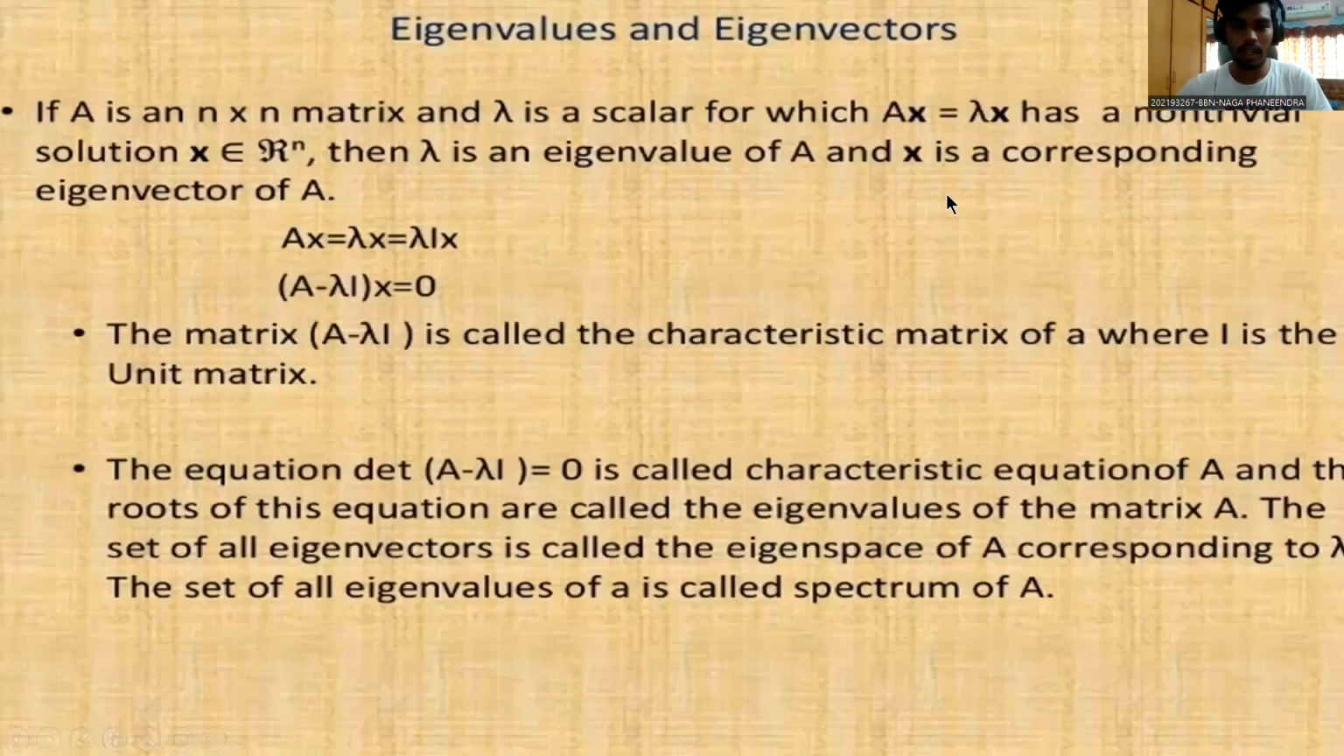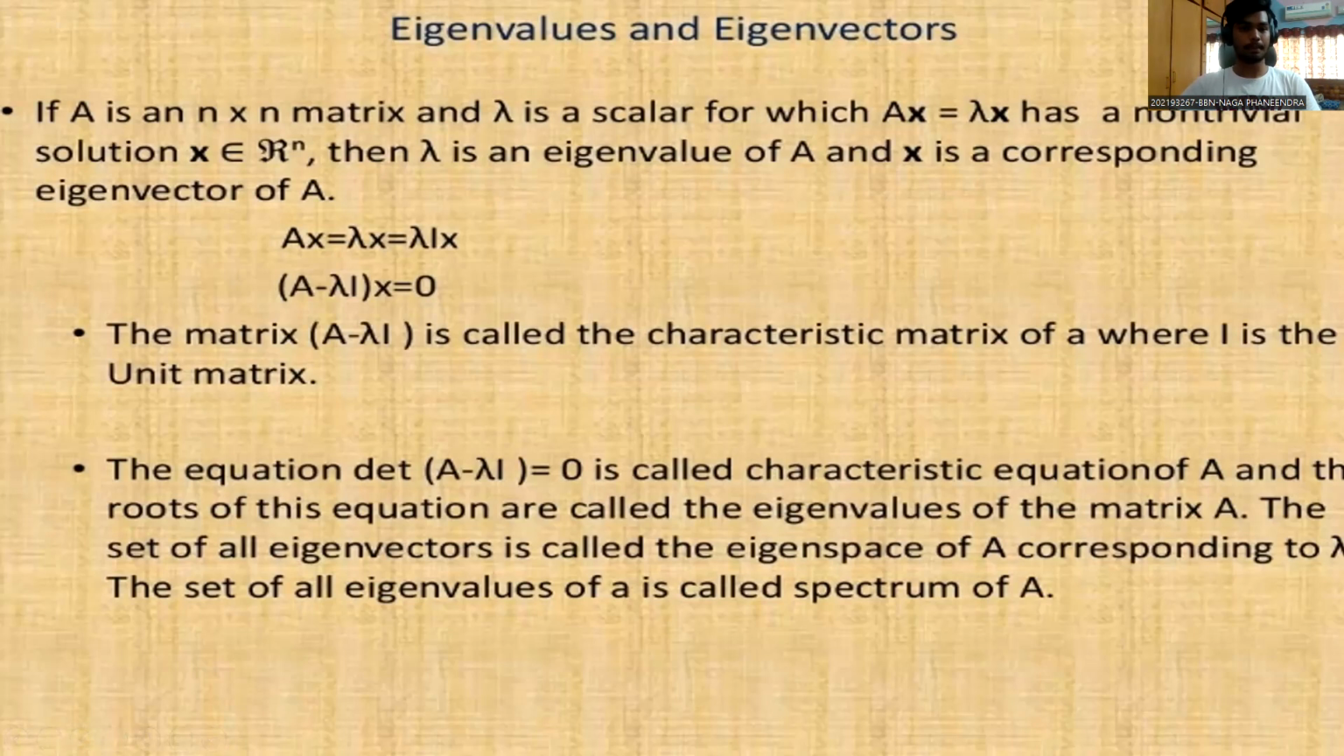First of all, what are eigenvalues and eigenvectors? As we all know, we have matrices. If A is an n by n matrix and lambda is a scalar for which Ax equals lambda x has a non-trivial solution which belongs to the real numbers, then lambda is an eigenvalue for A and x is a corresponding eigenvector of A.